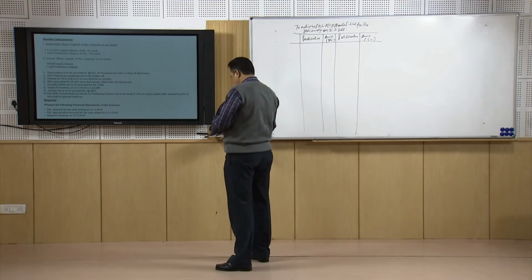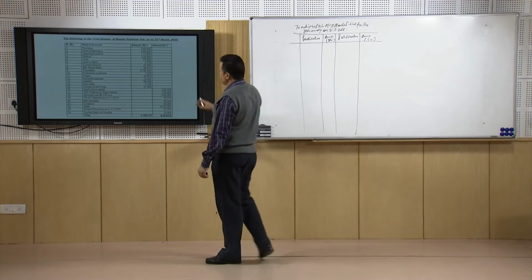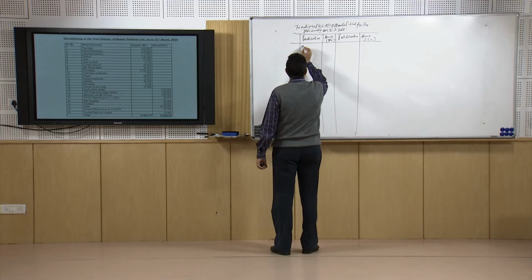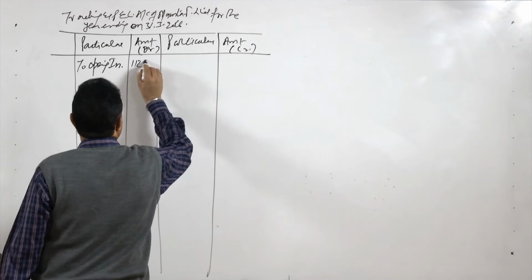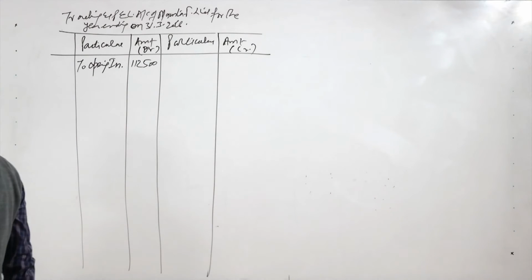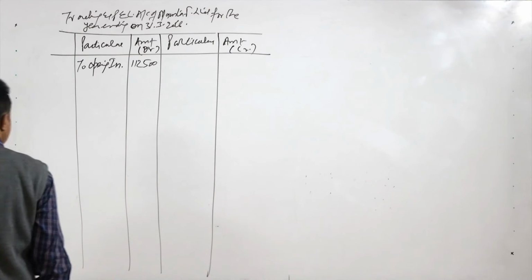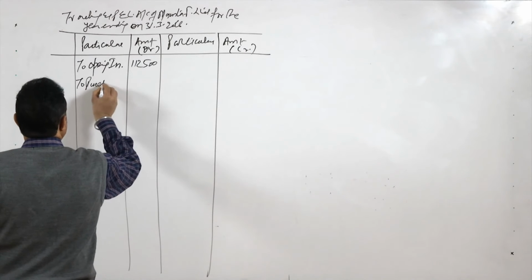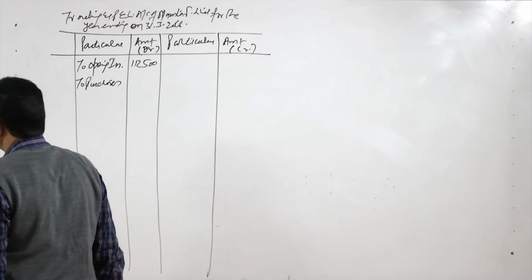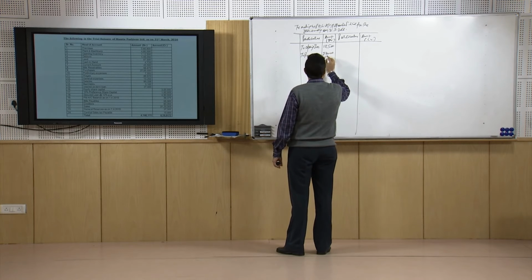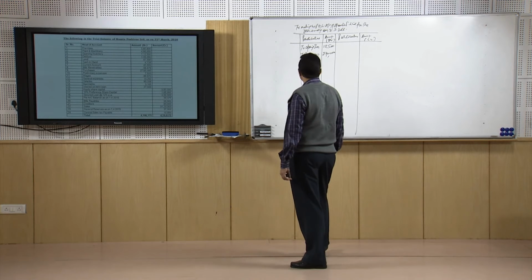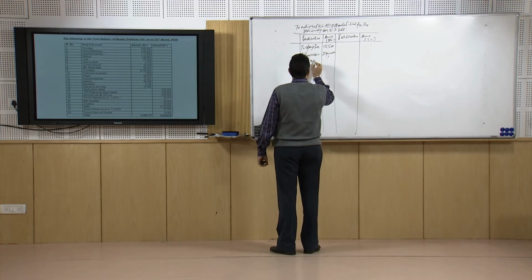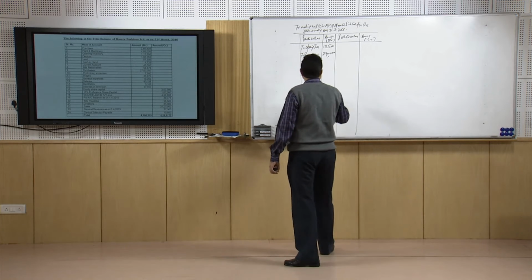So let us start searching for the items to be taken to the trading account. First we are starting with the opening inventory. The opening inventory here is 1,12,500. We will not take debtors, land, cash, bills receivable. Yes, we will take purchases, which is 27 lakhs. That is the purchases amount. Then we have preliminary expenses, no, wages, yes. The wages amount is 7,500.